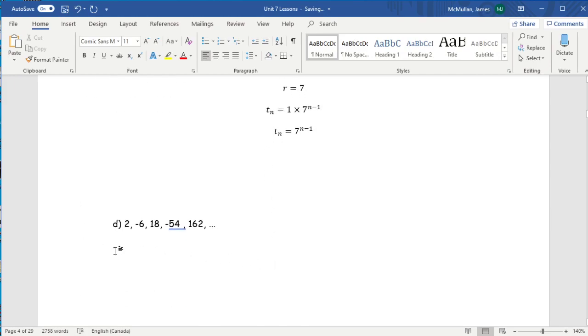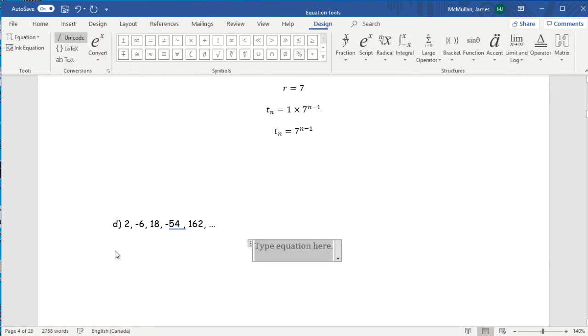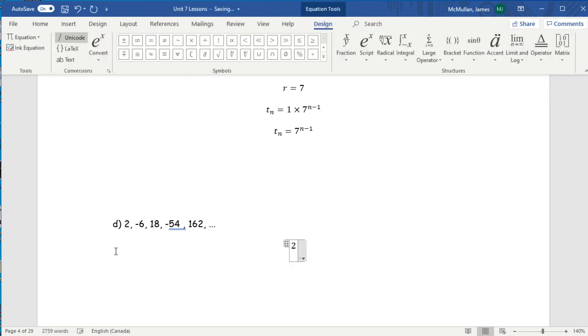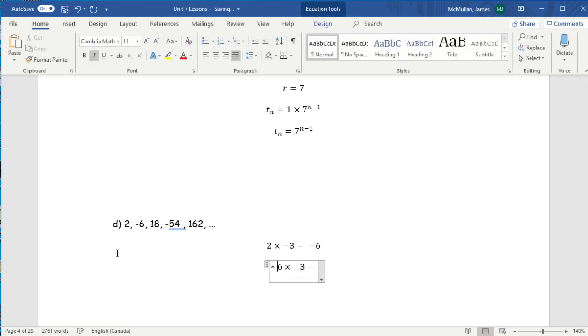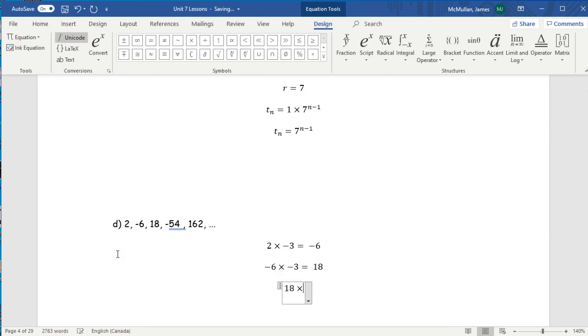Okay, this one, to get from 2 to negative 6, I need to multiply by negative 3. So 2 times negative 3 is negative 6. Negative 6 times negative 3 is 18. And 18 times negative 3 is negative 54, and so on.